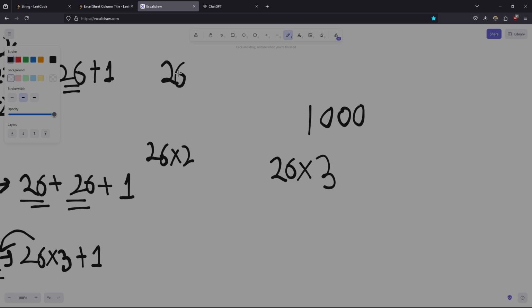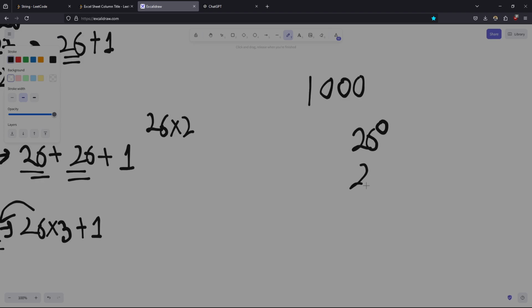If Z takes 26 into 26, then okay, so it means that A which appears in first place will take 26 to the power 0. A which appears in second place will take 26 to the power 1. A which appears in third place will take 26 to the power 2. And B which appears in first place will take 26 to the power 0 plus 1.